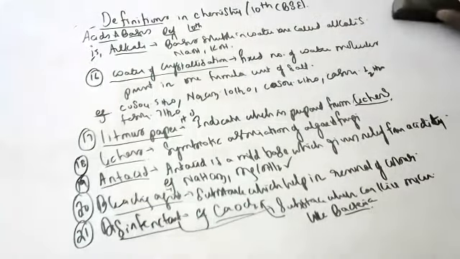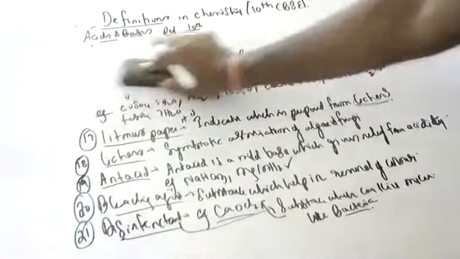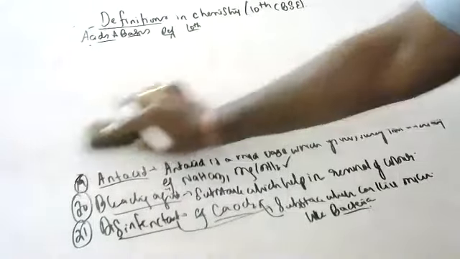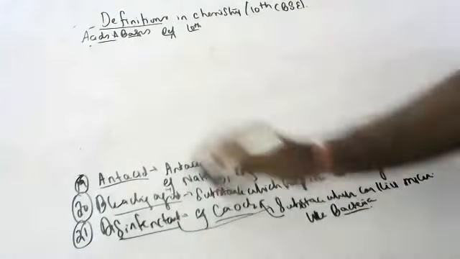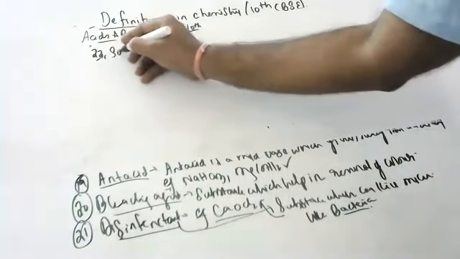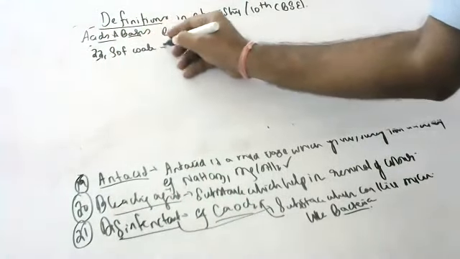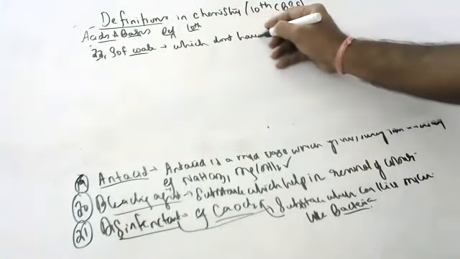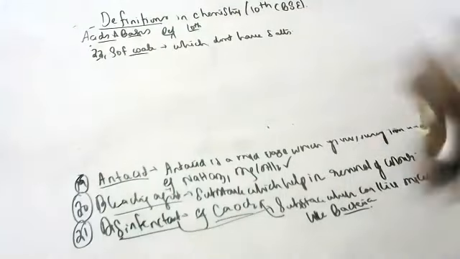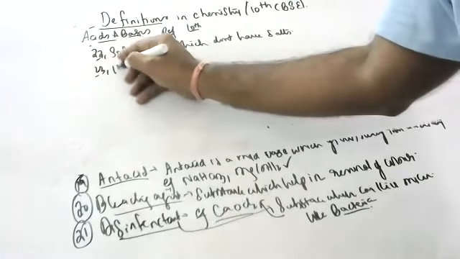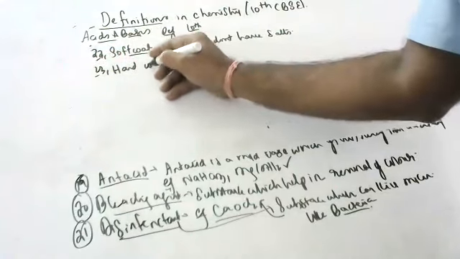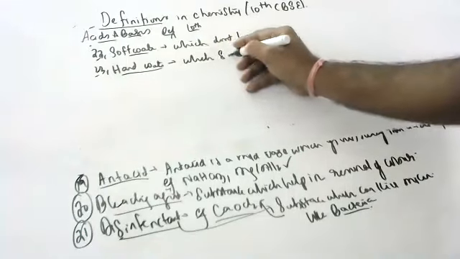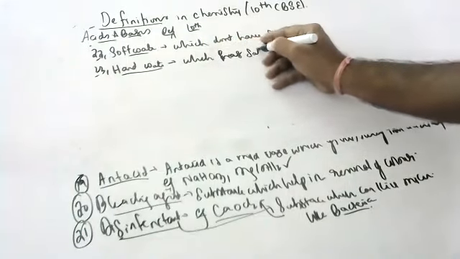In this lesson, do you remember, washing soda is used in removing permanent hardness of water. What is hard water and soft water? Soft water means which doesn't have salts, so we can drink directly. Hard water is that which has salts.